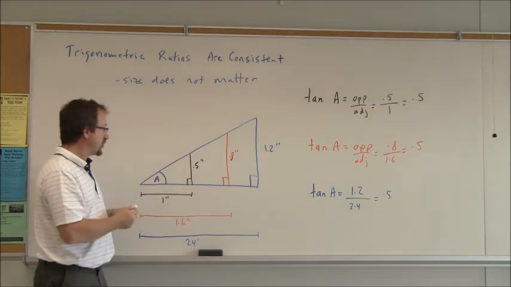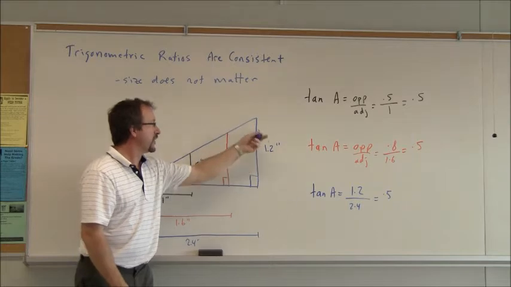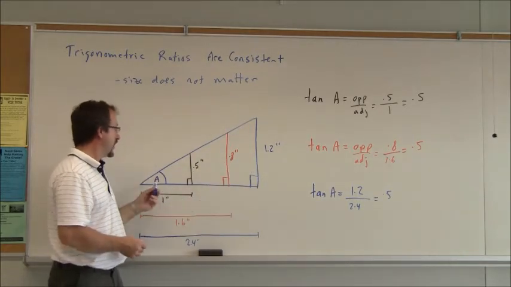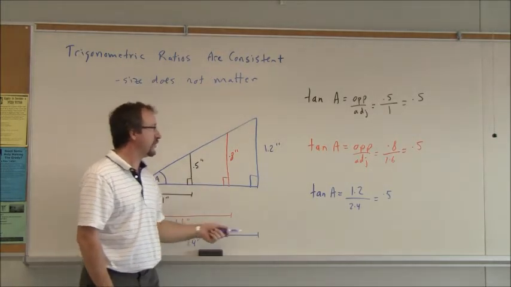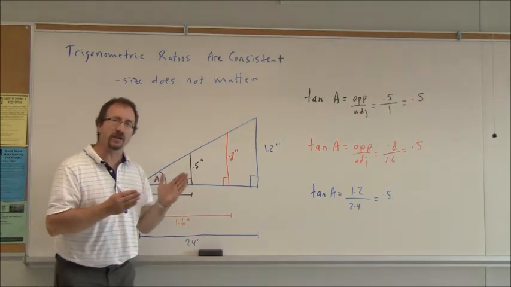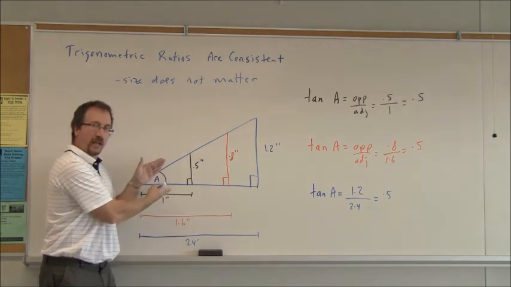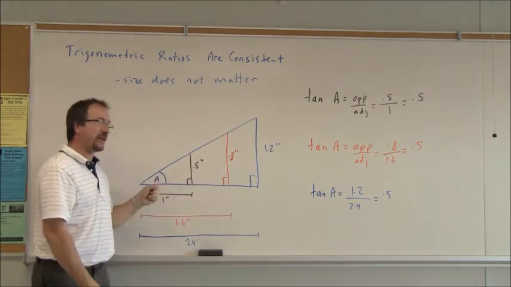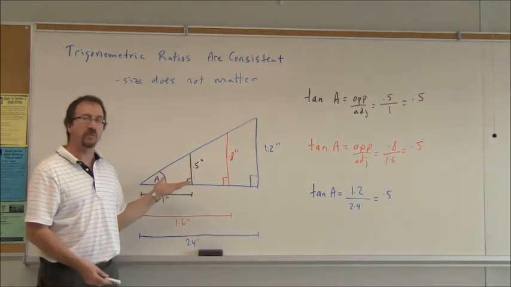The last triangle, the biggest one, on the outside is blue. 1.2 inches for this side, 2.4 for this side. Tangent of A, opposite over adjacent, 1.2 over 2.4 is also 0.5. So it doesn't matter how big or small the triangle is. That size doesn't matter. For any angle, no matter how big that right angle triangle gets, you'll always have the same ratio for that angle. So the tangent ratio for this angle will always be 0.5.